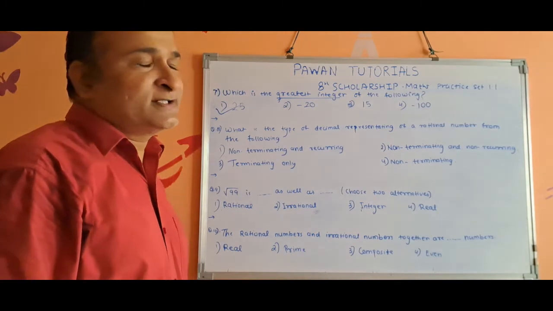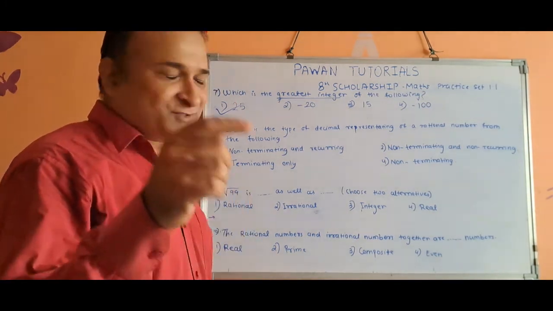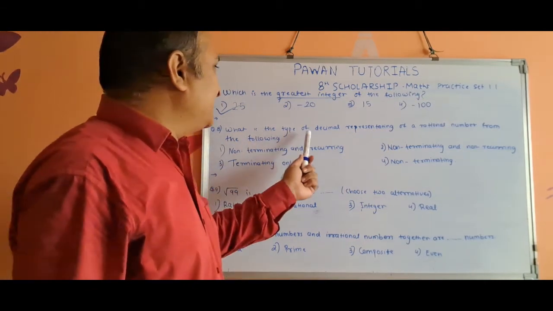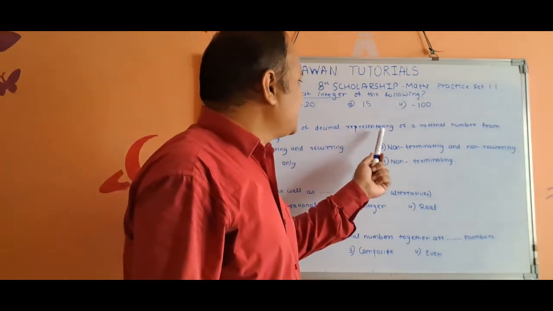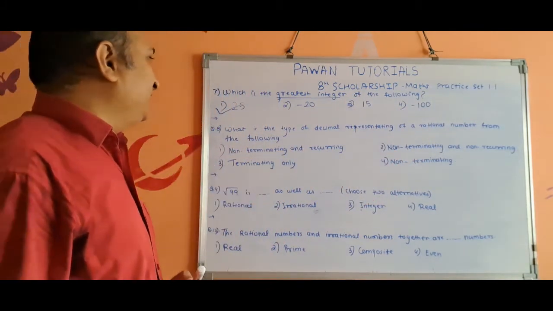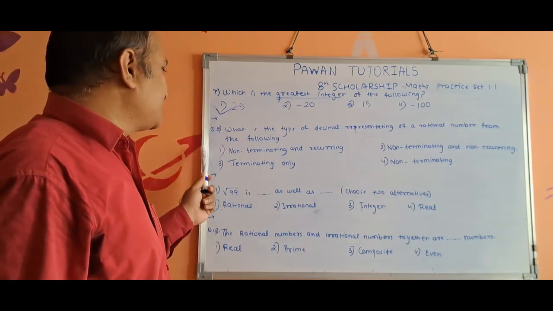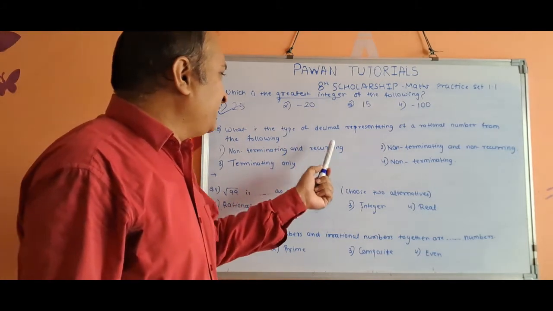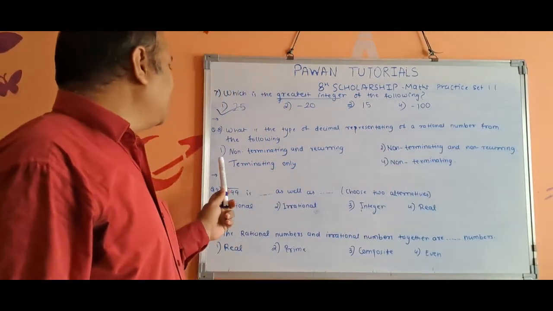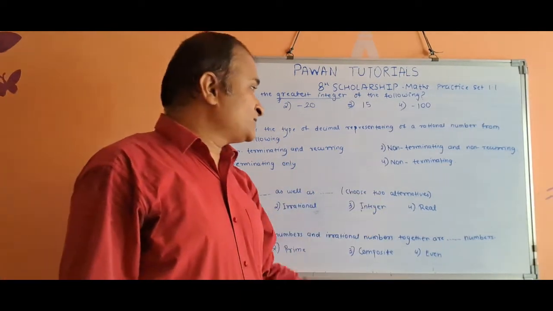Understood, students? Very good. Now look at the next question, students. Question number 8. What is the type of decimal representation of a rational number from the following? The first option is non-terminating and recurring. Second, non-terminating and non-recurring. Third, terminating only, and fourth is non-terminating.